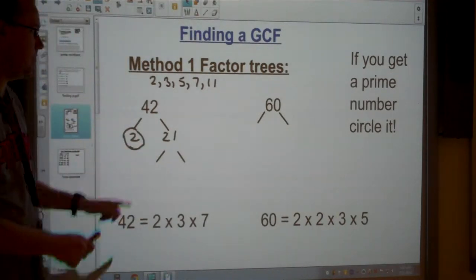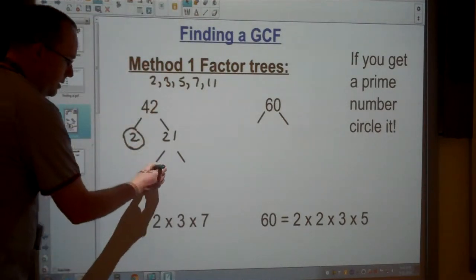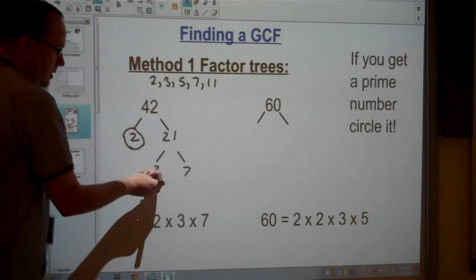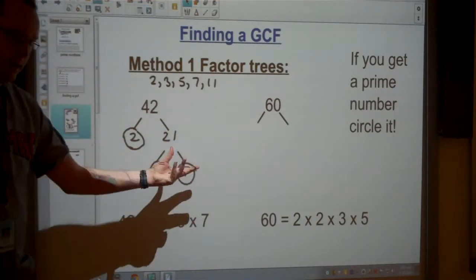Now, 21, let's see if it divides by 2. No. So let's move on to the next one. Does it divide by 3? It absolutely does, and it divides in 7 times. And notice 3 and 7 are both prime numbers, so there's nothing left on my tree.